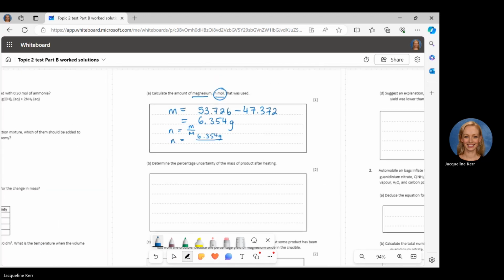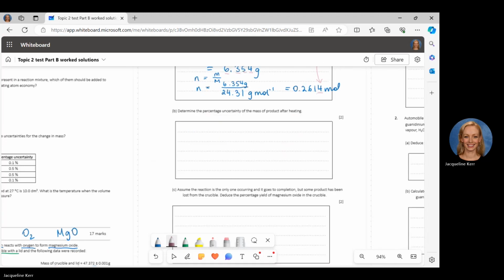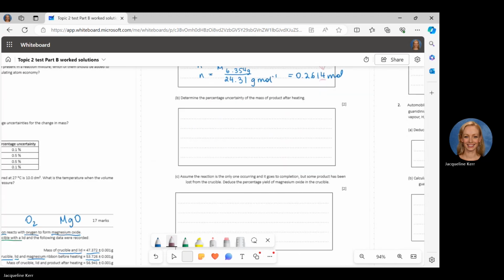So if we divide our mass of magnesium that we had in our crucible over our relative atomic mass, we'll get the number of moles of magnesium. So 0.2614 moles. My calculator has given me more decimal places than that, but I need to stick to 4 significant figures because that's the limiting number of figures I have in my question. So my answer should match that. All right, so that's how much magnesium was in my little crucible there.